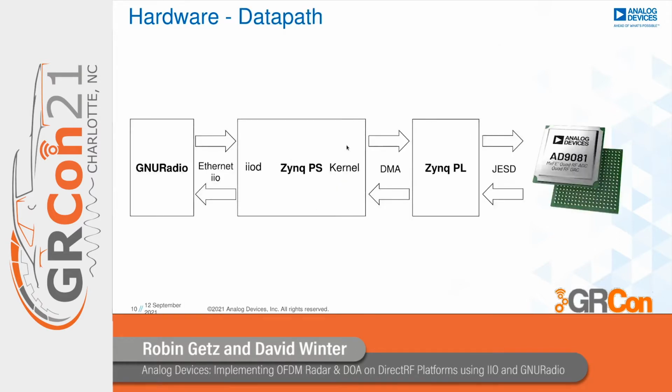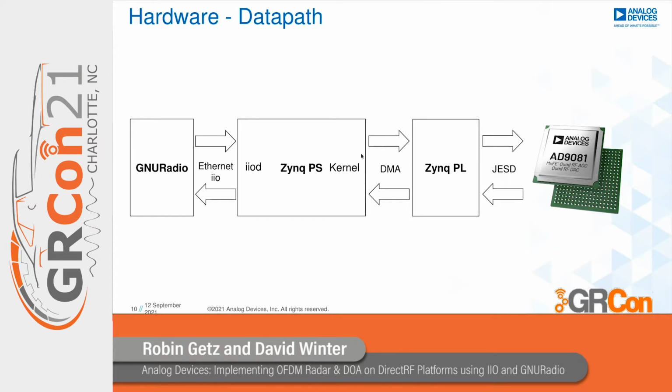Now, how do samples end up in GNURadio in such a system? It basically works like this, where we have our ADC and DAC over there. Samples are streamed over JESD to our FPGA fabric, and in the FPGA fabric we do some sample processing, package those samples in a format that's used by IIO in our kernel, and then we have a DMA in our FPGA fabric that streams those samples into device memory or into the system memory of our processing system.